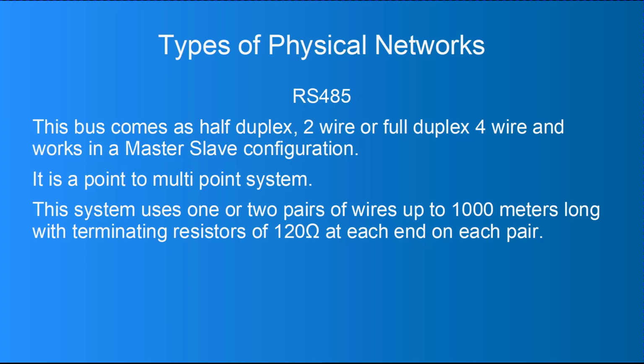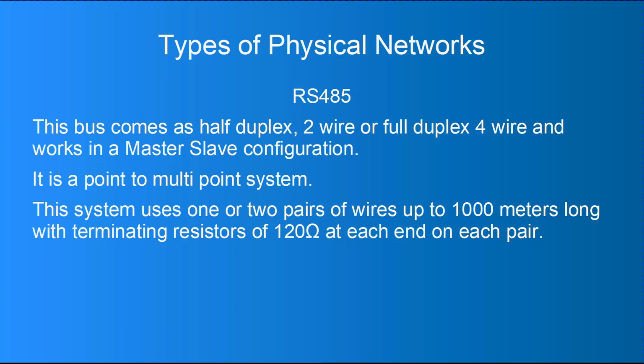So the master will transmit on one pair and the slaves will respond on the other pair. Now, under the rules of RS485, you cannot have two slaves responding at the same time. So generally the rules within the protocols will specify that a slave will only respond if spoken to by the master. A good example of this is the Modbus RTU protocol.